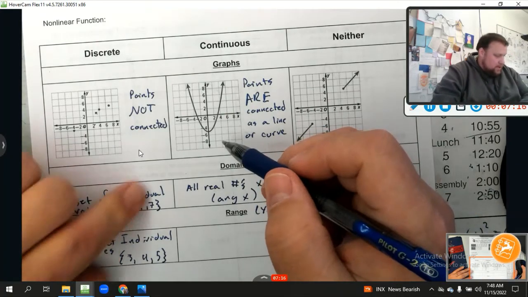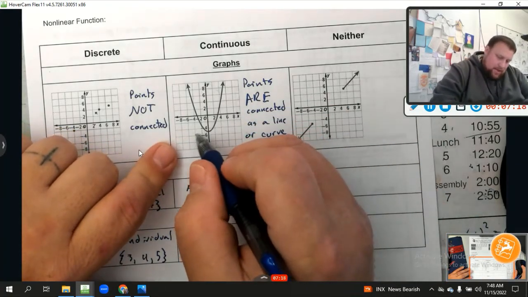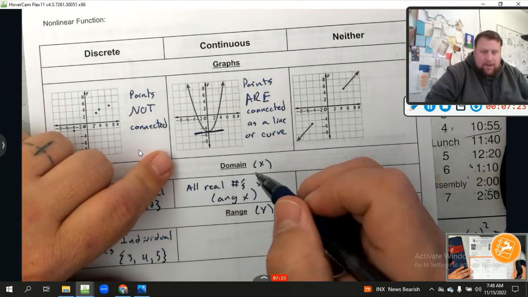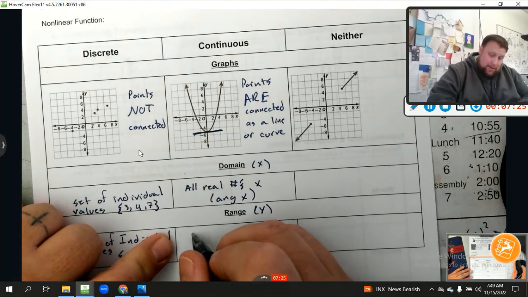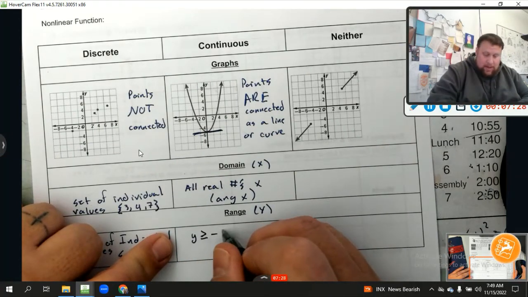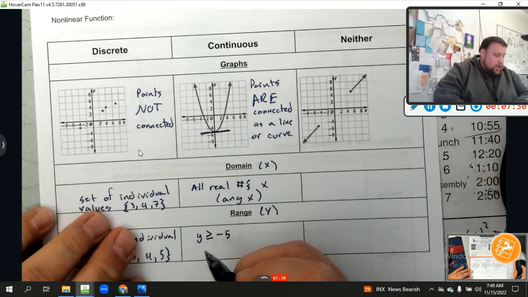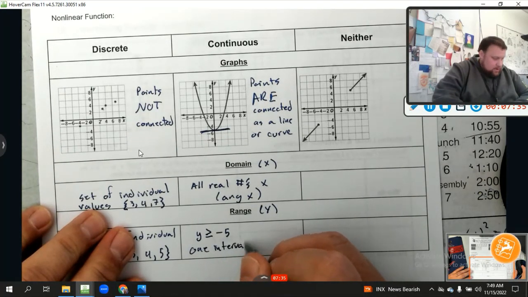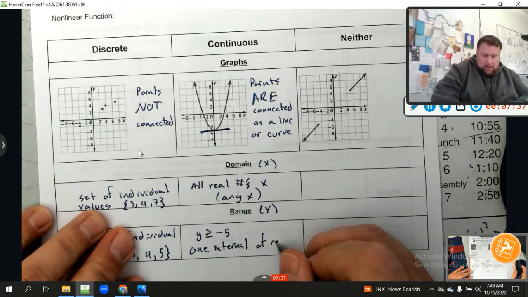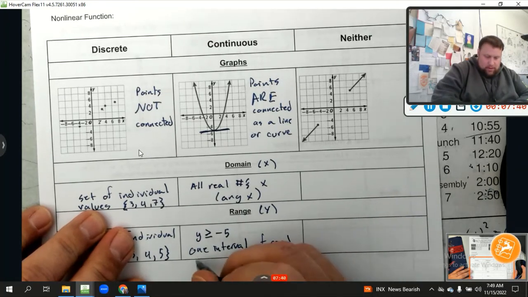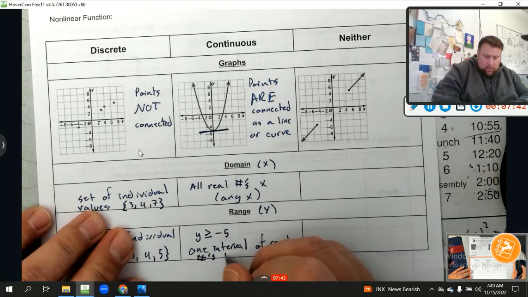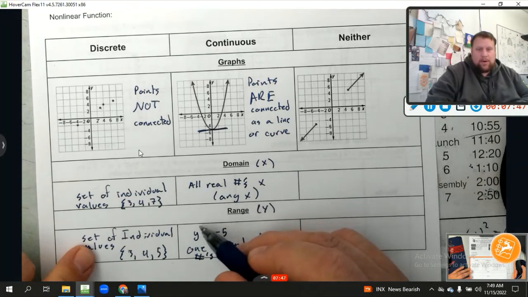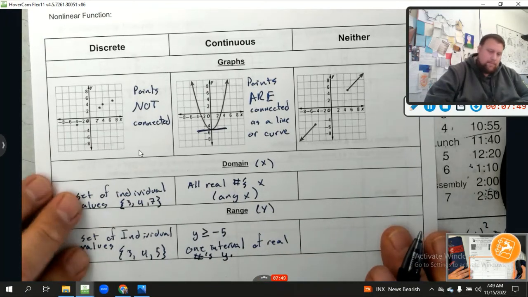Now the range. Notice the range, in this case, it doesn't go below -5. So the range for this one would actually be y is greater than or equal to -5. But what we would say in general, it's going to be one interval of real numbers y. In other words, it's going to be an interval. It's not going to be all like the x is going to be. It's going to be an interval here, okay?